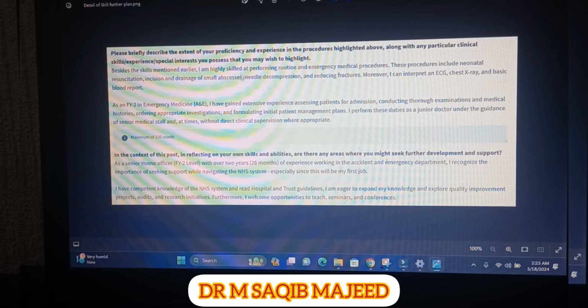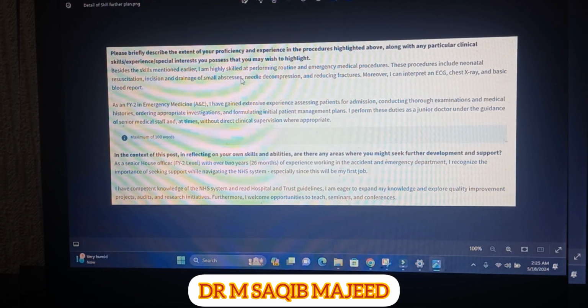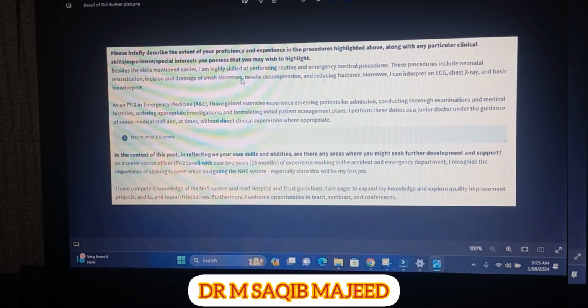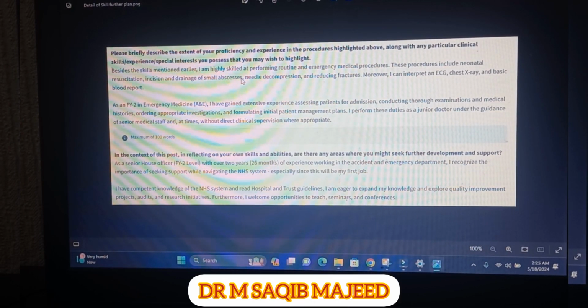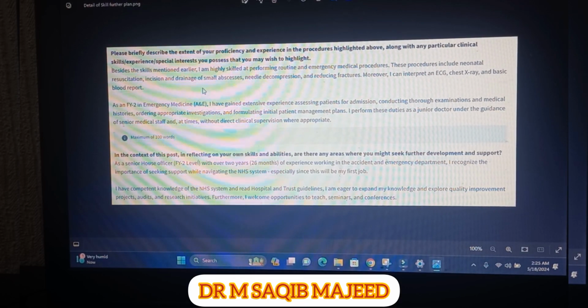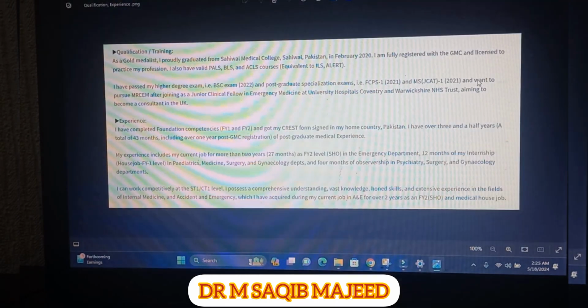So in this paragraph I just put the skills which I have not mentioned above. I didn't mention those skills again because you don't need to repeat anything in this application supporting information. Once you have mentioned something in a specific paragraph, you don't need to repeat it. Here I mentioned other things which I was not able to mention above, like in incision and drainage I used to do needle decompression, reducing fractures, interpreting ECG, X-ray, because I haven't mentioned these skills in the other paragraph.